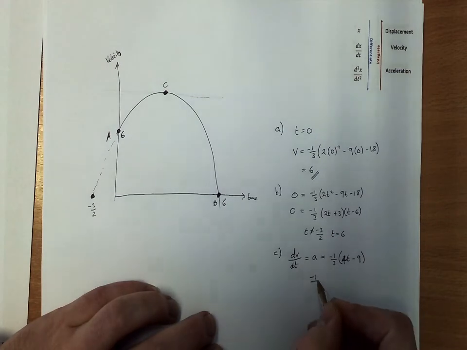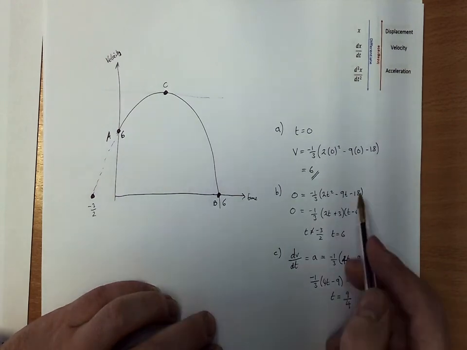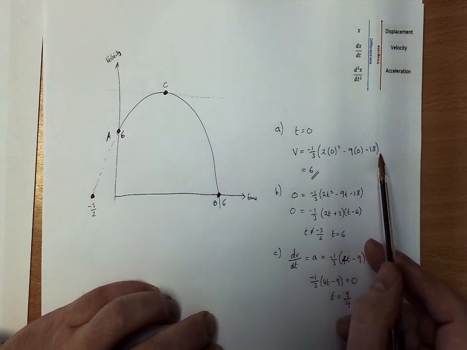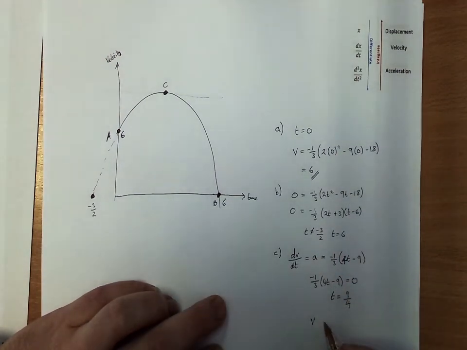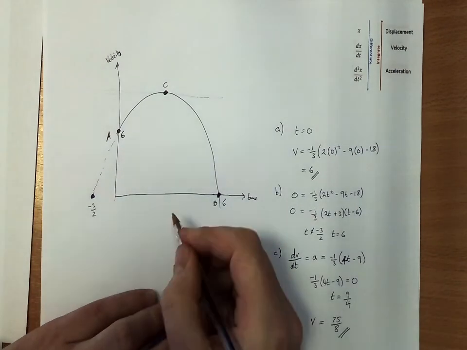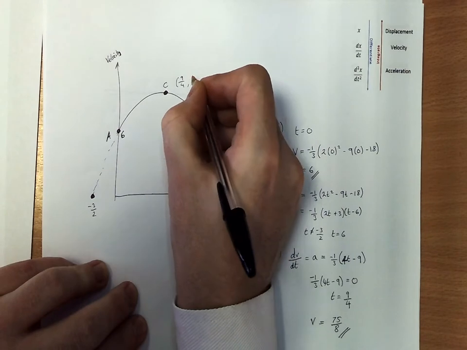And I want to know when this will equal 0. So minus 1/3 of (4t minus 9) equals 0. And this will happen when t equals 9 over 4. When you substitute 9 over 4 into the function of v, so instead of substituting 0, put 9 over 4 in here, you get v equals 75 over 8. So what we have just done is worked out the greatest speed. We have also found this coordinate, so that coordinate is (9 over 4, 75 over 8).